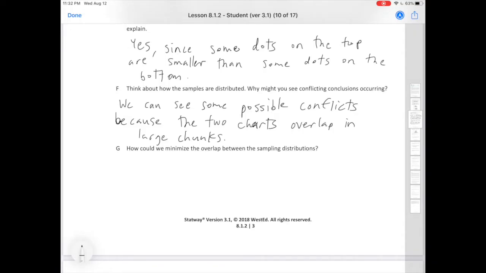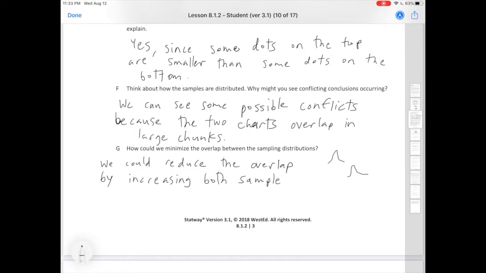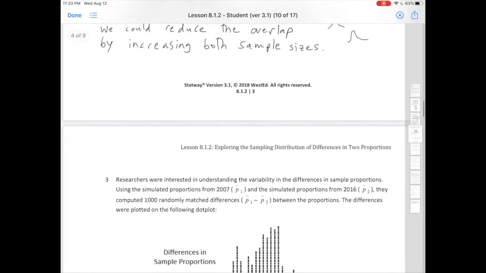How could we minimize the overlap between the sampling distributions? Well, I want you to recall how we reduce the standard error. Remember, increasing the sample size always accomplishes this. If we increase the sample size, the two pictures will get skinnier and skinnier, and it'll be possible for us to make them not overlap at all. So we could reduce the overlap by increasing both sample sizes. Okay. Let's move on.